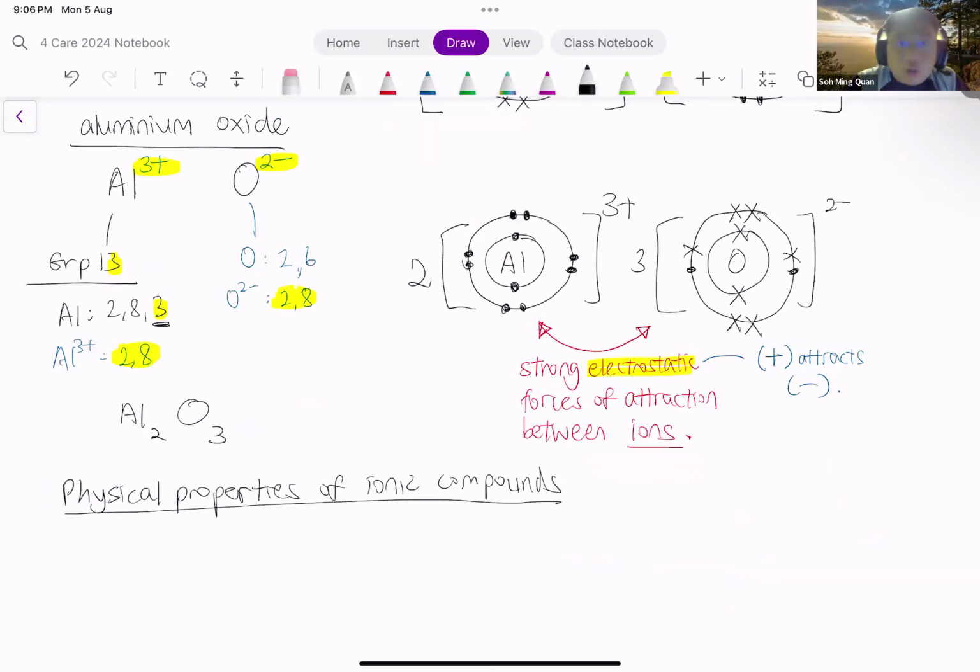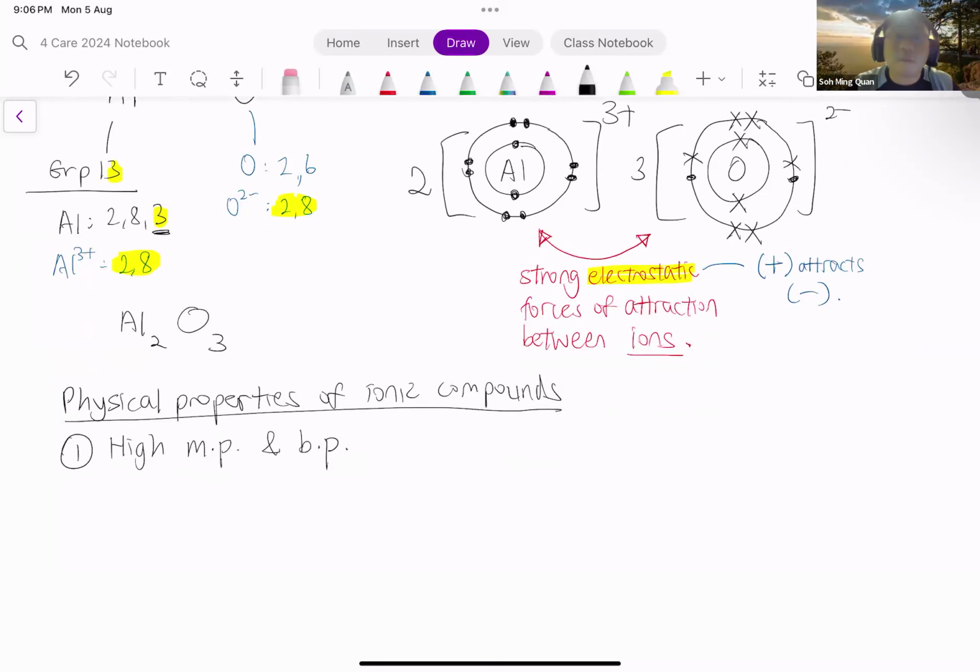All right. So what are the physical properties of ionic compounds? Now, the first physical property is what I just said. Ionic compounds like aluminum oxide, potassium oxide, sodium chloride, so long as it's ionic, it has metal and non-metal, it will have a very high melting point and boiling point. MPBP stands for melting point and boiling point. The temperature needed to melt and boil ionic compounds is very high.